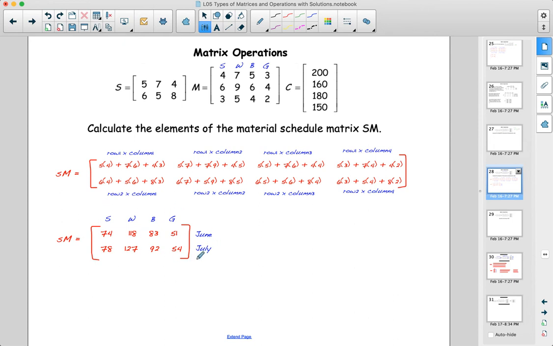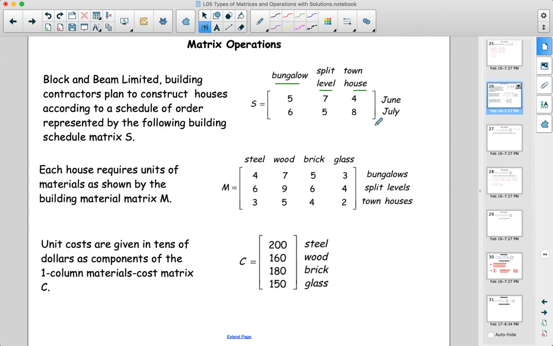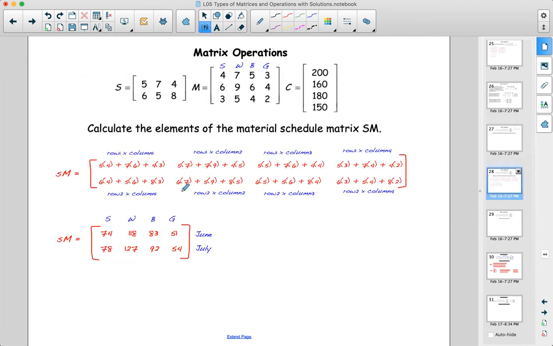And I'd like you to think about what that is standing for. Now remember, this was steel, this was wood, this was bricks, this was glass. Let me just take you back to show you again. That was our schedules matrix, so we were planning on building 5 bungalows, 7 split level, 4 townhouses, etc. And this was telling us how many of each kind of element you would need.